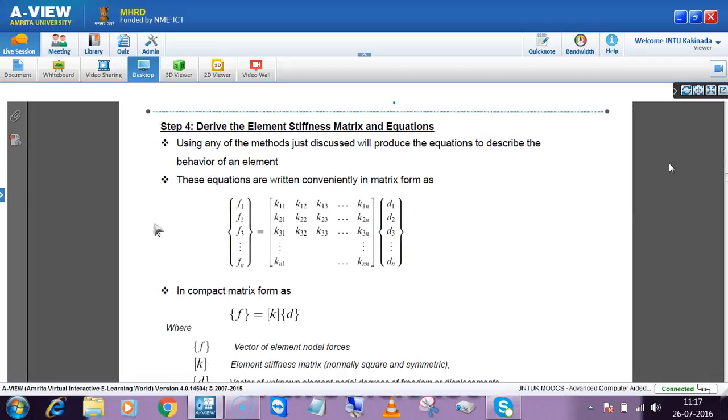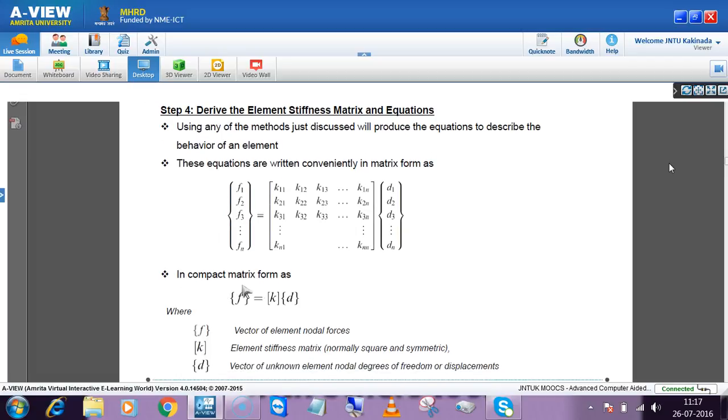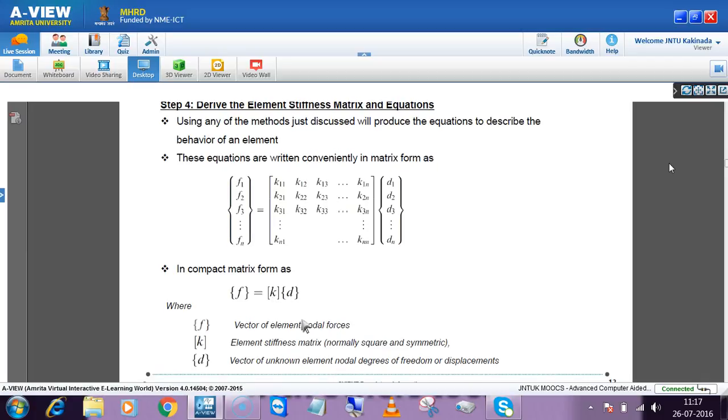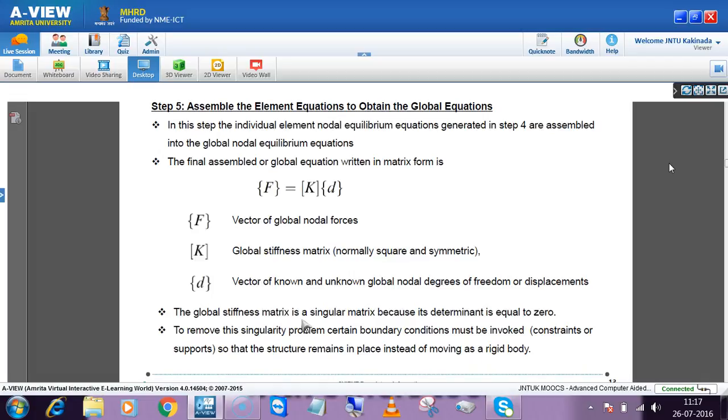So when you try to write force, stiffness, and deflection, it looks like this. Okay, this is the force matrix, this is the stiffness matrix, and this is the deformation matrix.